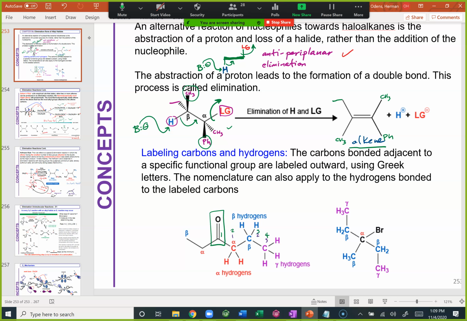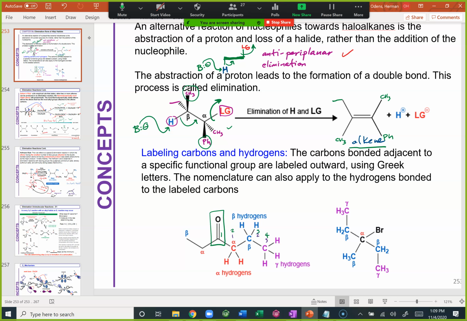And so the carbon will be alpha, and also the hydrogens will be alpha. So the alpha atoms here will be in red. The beta atoms will be in blue, and the gamma, in this case, will be in purple.